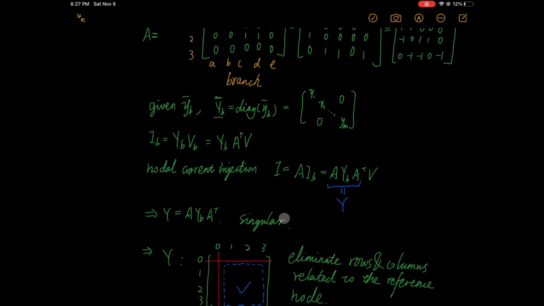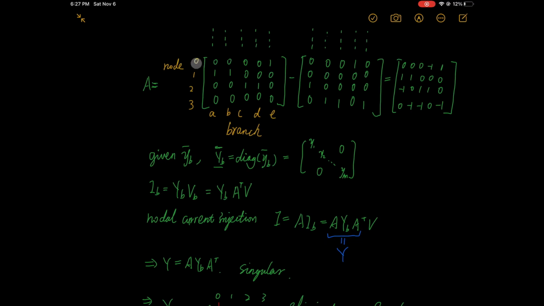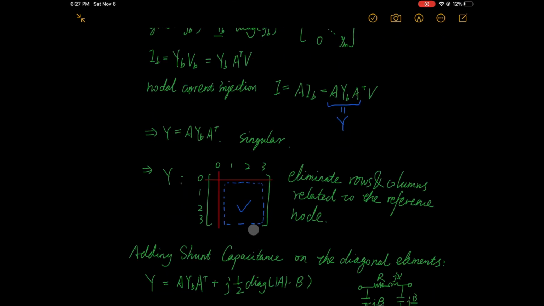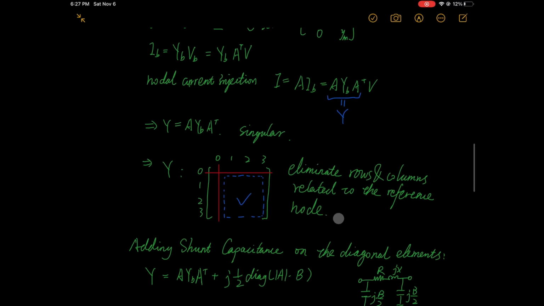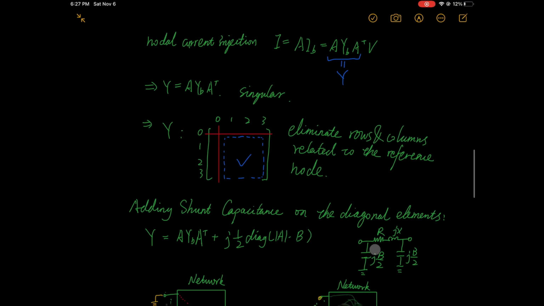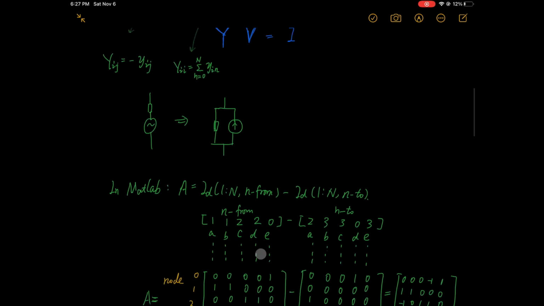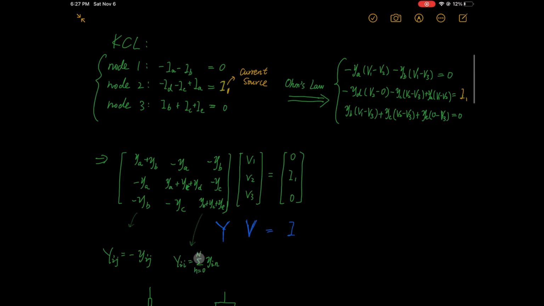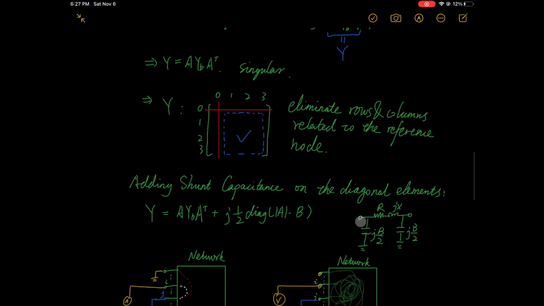Because the reference node is also involved in A, we need to manually remove the row and column related to the reference node in the Y matrix, or otherwise Y will be singular and V is not unique. Finally, from the pi equivalent line or transformer models, if we want to include shunt capacitance, we can add this diagonal term because they are all to the ground. And according to what we learned before, we can easily add new terms to the already formed Y matrix like this. Shunt susceptance at each node is half of the corresponding branch shunt susceptance in the vector B.